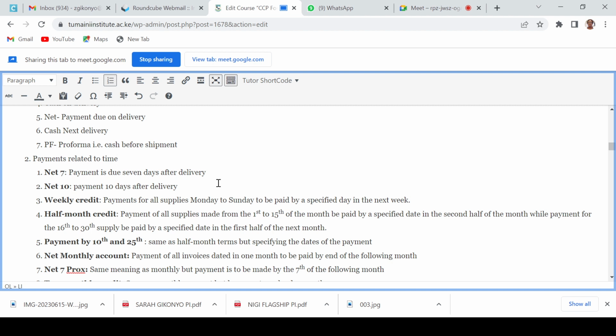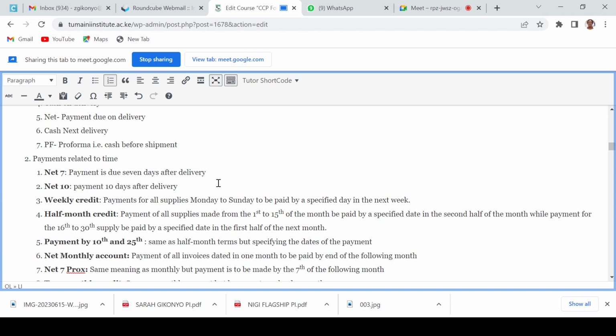Then kuna hiyo ingine tunaita weekly credit. Utapata watu wanaita weekly credit. What is weekly credit? So payments for all suppliers Monday to Sunday to be paid by a specified day in the next week. So tuseme weekly credit, unaambiwa tutakusupply hii wiki yote hadi Sunday, lakini hizi tumekusupplyia hii wiki, lazima uzilipe a specific date, kama Wednesday, Thursday next week uzilipie zote. So tunaita weekly credit. So you take a whole week, then we bill you, you pay us after that.